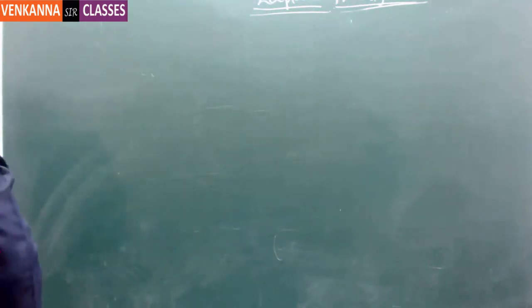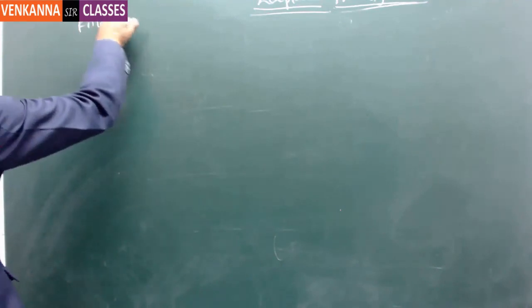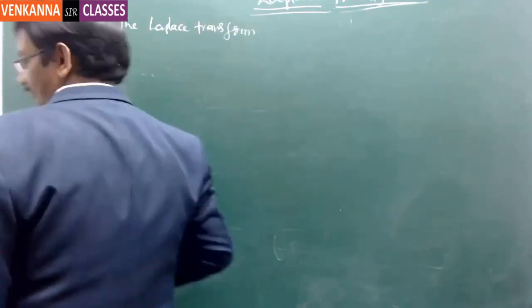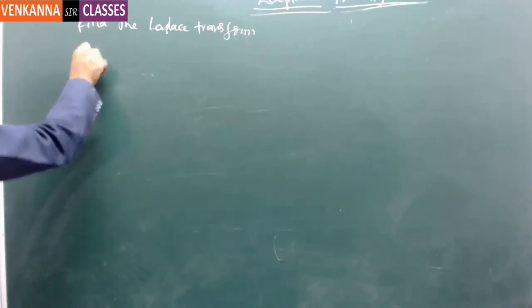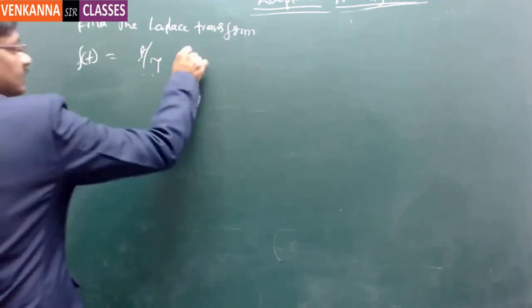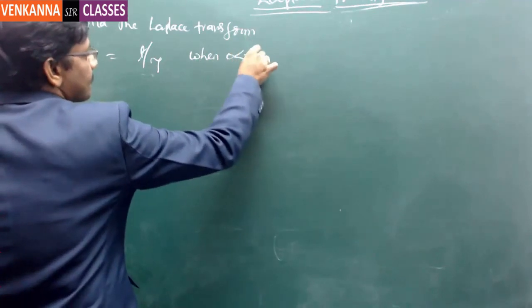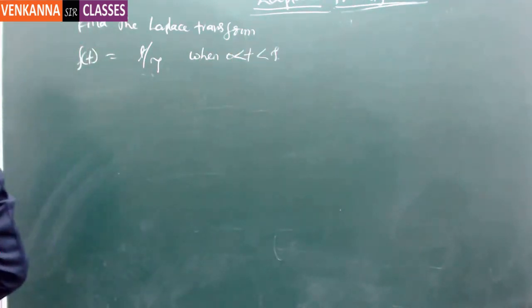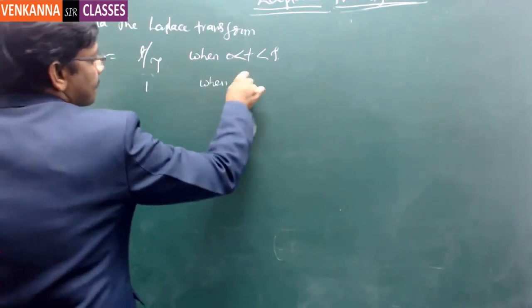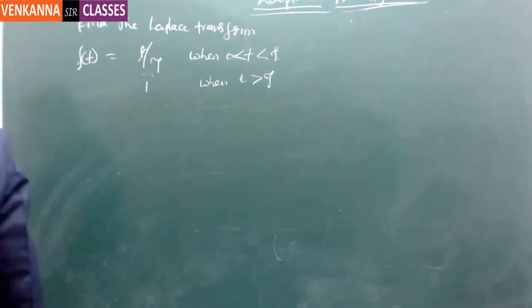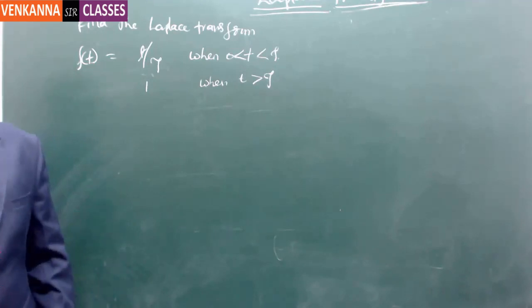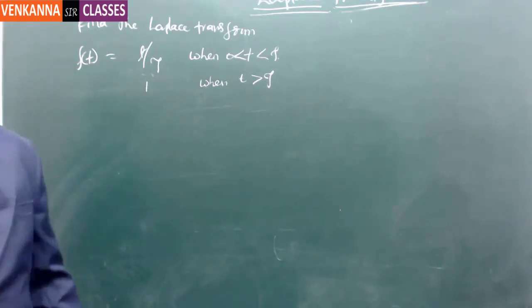Find the Laplace transform of the function defined as f of t equal to t by tau when 0 less than t less than tau, and this is equal to 1 when t greater than tau. Find the Laplace transform of it. I'll give you 5 minutes. Try to make it and solve it on your own.